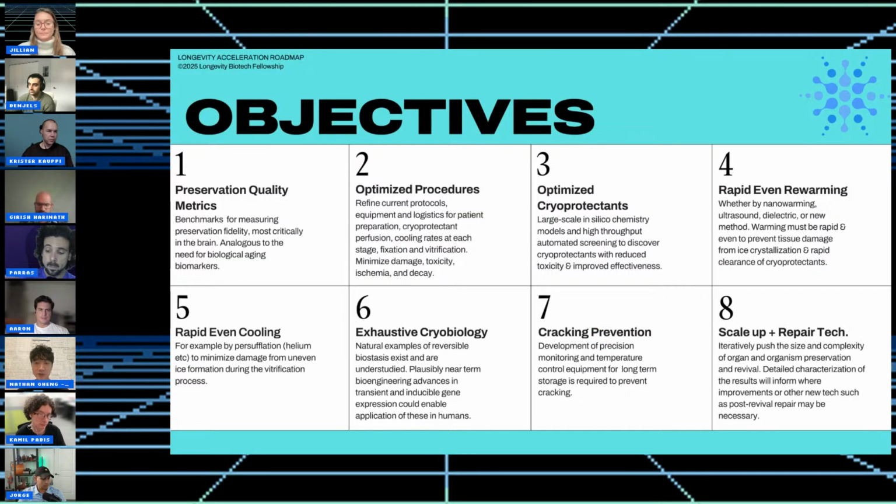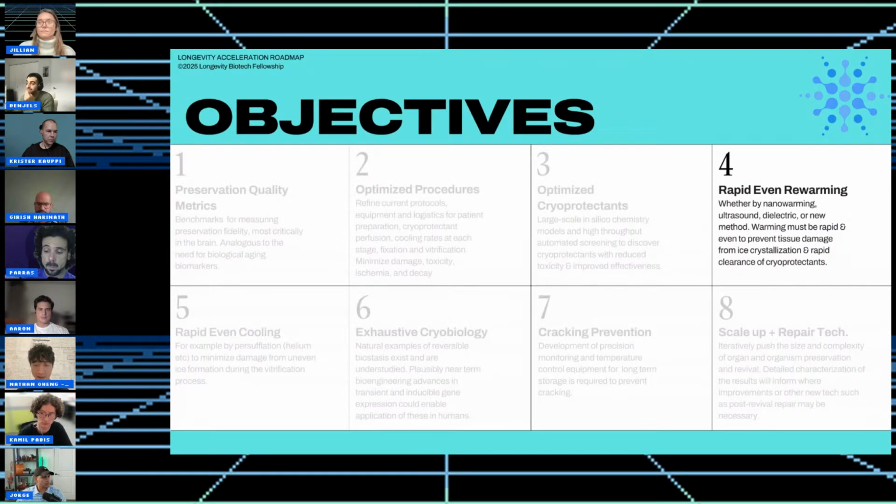So to do this, you have to be able to essentially deliver energy or heat to a sample or an organ or an entire body without causing thermal gradients, which might actually produce cracking, and that would be bad.